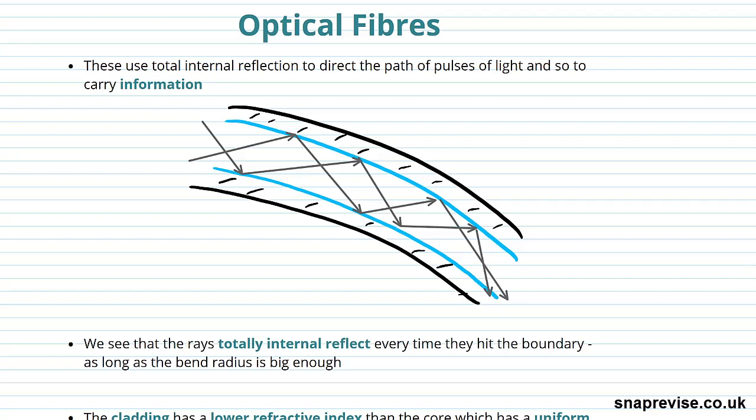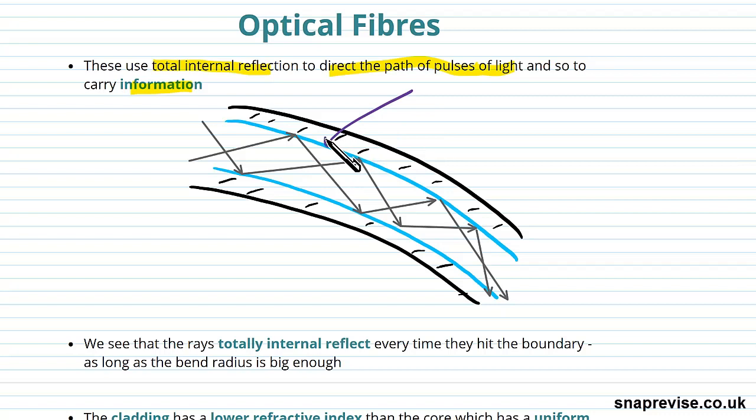So picking up from where we left off, we're now going to look at optical fibres and see how they use total internal reflection to transmit information. As I've just said, they use total internal reflection to direct the path of pulses of light, and so to carry information. I've done a drawing of an optical fibre below, and we're going to label that and see the various bits involved.